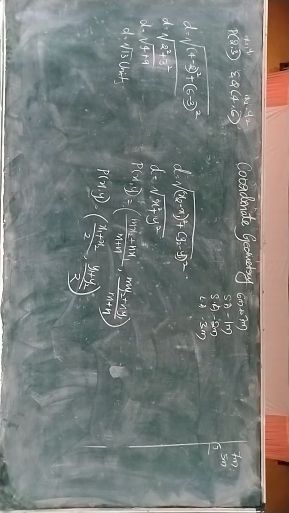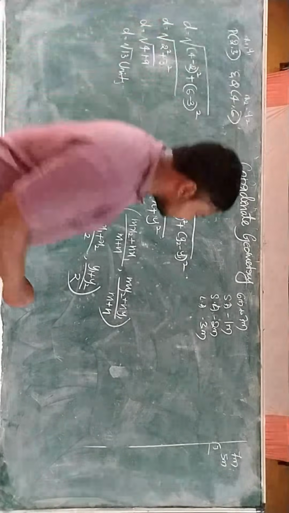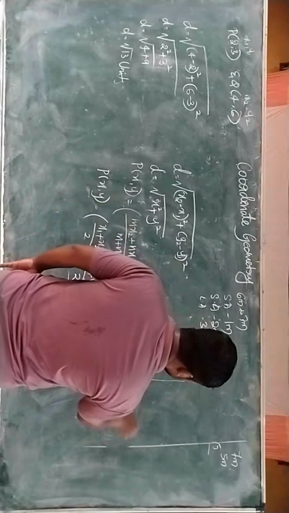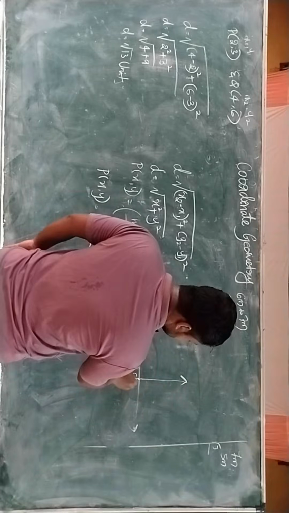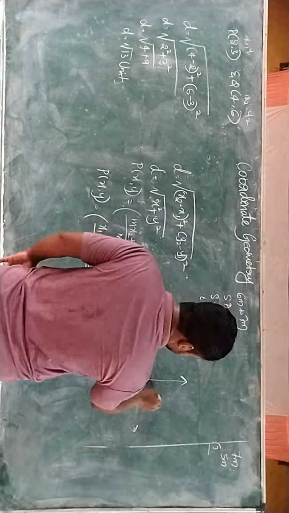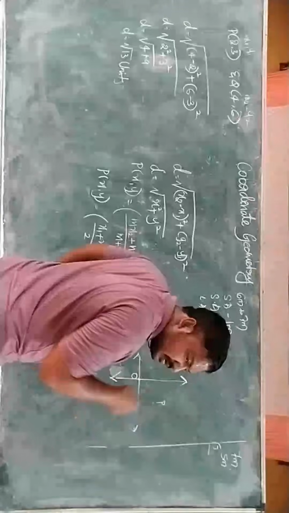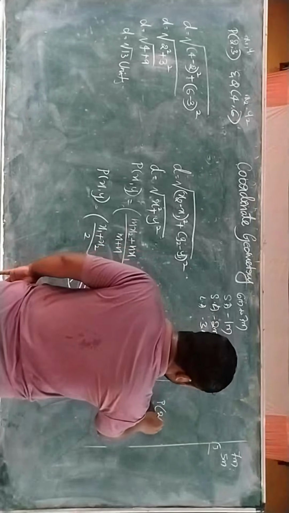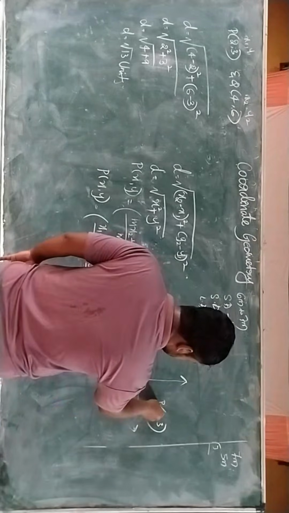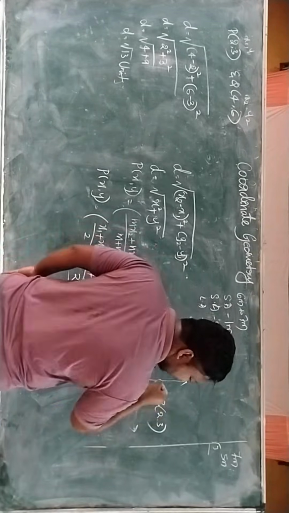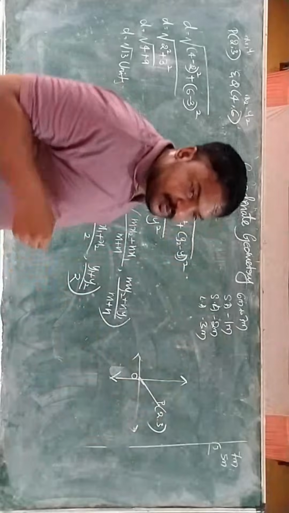The same question, if the point is from the origin, for example like this, it's a Cartesian plane and the point of origin is here. Point P lies in the first quadrant and the P coordinates are 2, 3. So we need to calculate the distance between O and P.